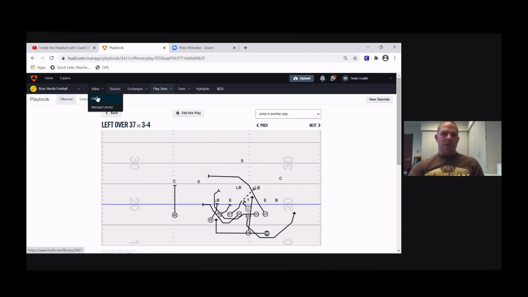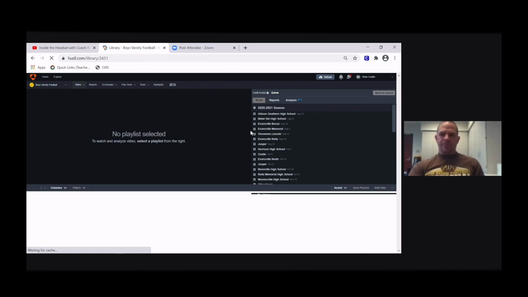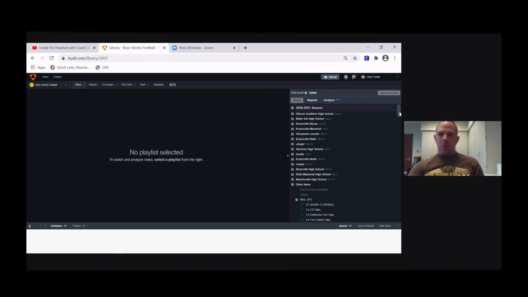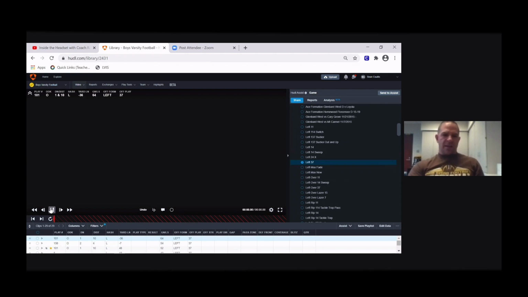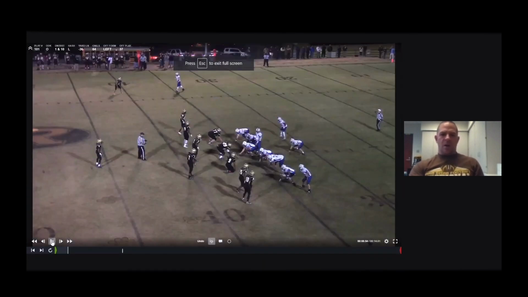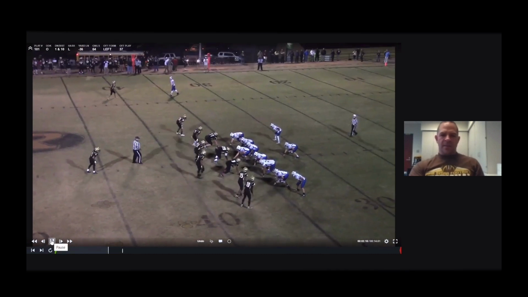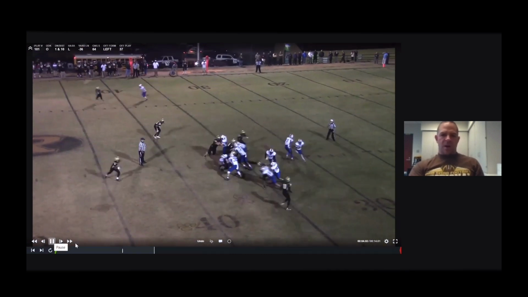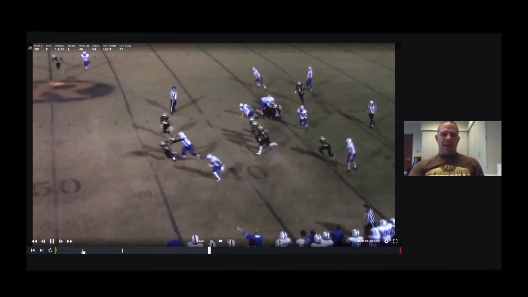Okay, so I'm going to go through and watch some film with you guys and show you. We actually have a multitude of ways of running these plays. So again, let me show you. Here's buck sweep just out of left formation. This is actually a team in Kentucky called Franklin Simpson running it. Okay, so there's buck sweep out of left formation.